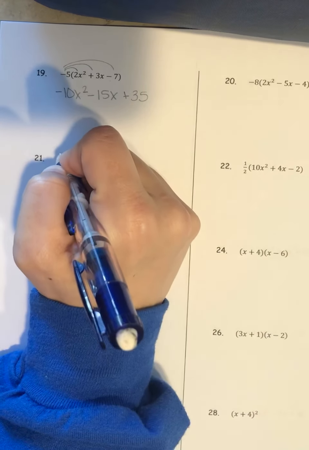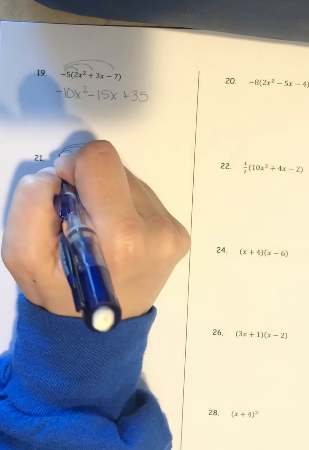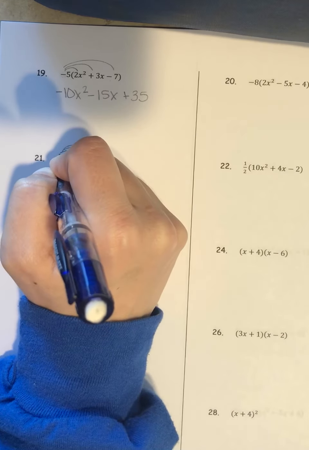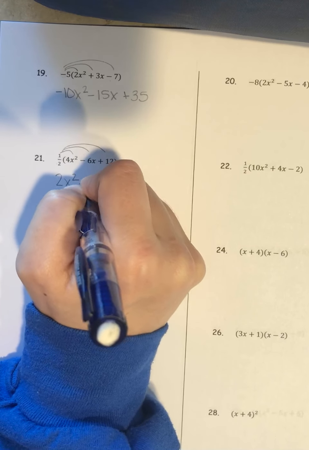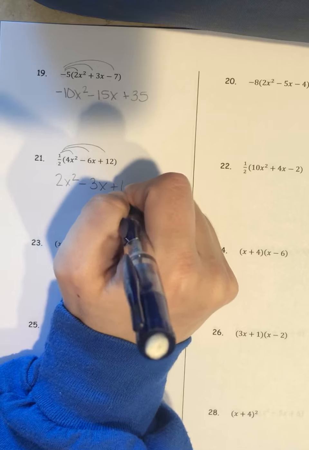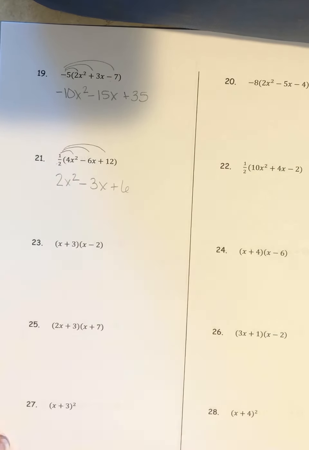Number 21, distribute 1/2 to all 3 pieces. 1/2 times 4 is 2x squared. 1/2 times -6 is -3x. And 1/2 times 12 is 6. Easily, you could have typed 1/2 times each of these numbers in your calculator if you were unsure what they were. None of those terms are alike, so that is all we can do there.